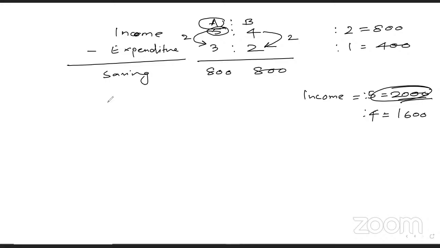Now see, you can do this question in another method. Let's say the income be 5x and 4x, and expenditure be 3y and 2y. So 5x minus 3y is equal to 800. 4x minus 2y is equal to 800.